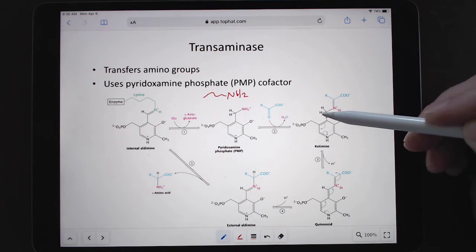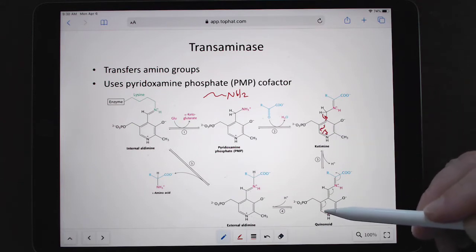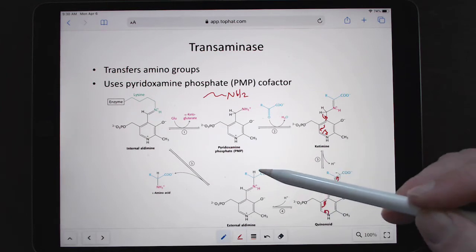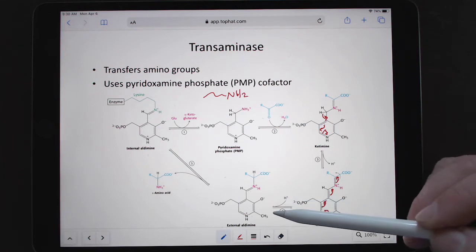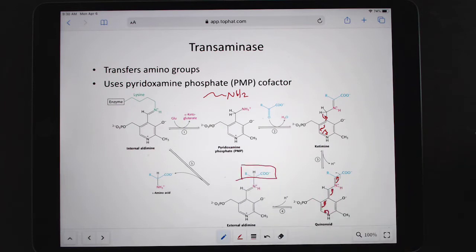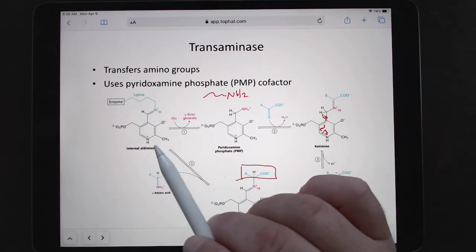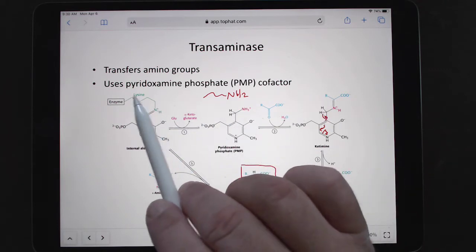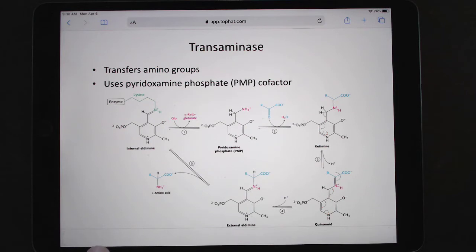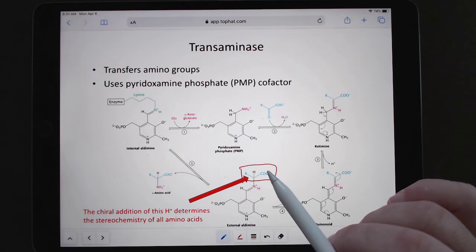This base gets removed, and you go here, there, and then when this reverts back, it can come in and take a hydrogen here and set the stereochemistry right there. And then this can get hydrolyzed away because this is a reversible process. And then what you're left with is this getting hooked back onto the lysine and the release of the amino acid.